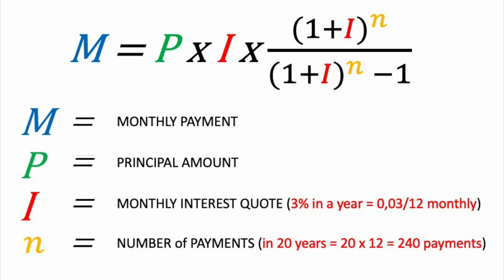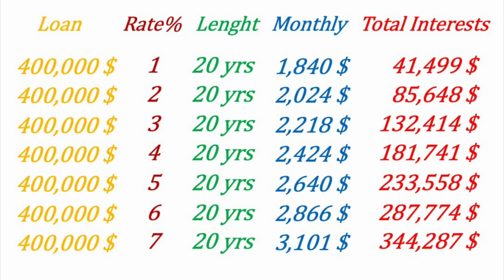The monthly payment can be calculated by this equation, based on the loan amount, the interest rate, and the mortgage length. If we consider a mortgage of 20 years, and an interest rate that goes from 1 to 7%, you can see how the total amount of interest rises due to the interest rate.